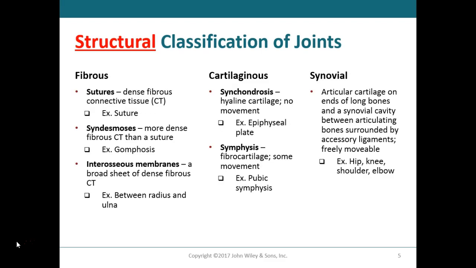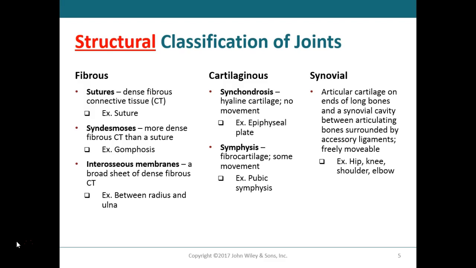When we classify joints based on their structure, we're looking at how these joints are made, what holds these joints together. So fibrous joints are going to be made up of different types of tissues. So sutures have very, very dense fibrous connective tissue. Remember we talked about sutures just a moment ago, and these are where the bones of the skull meet each other.